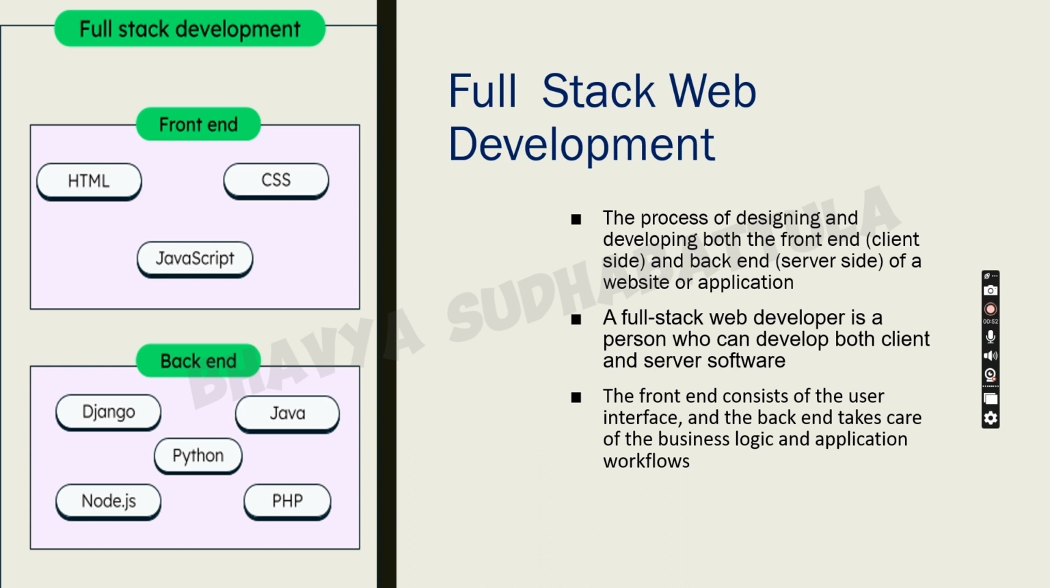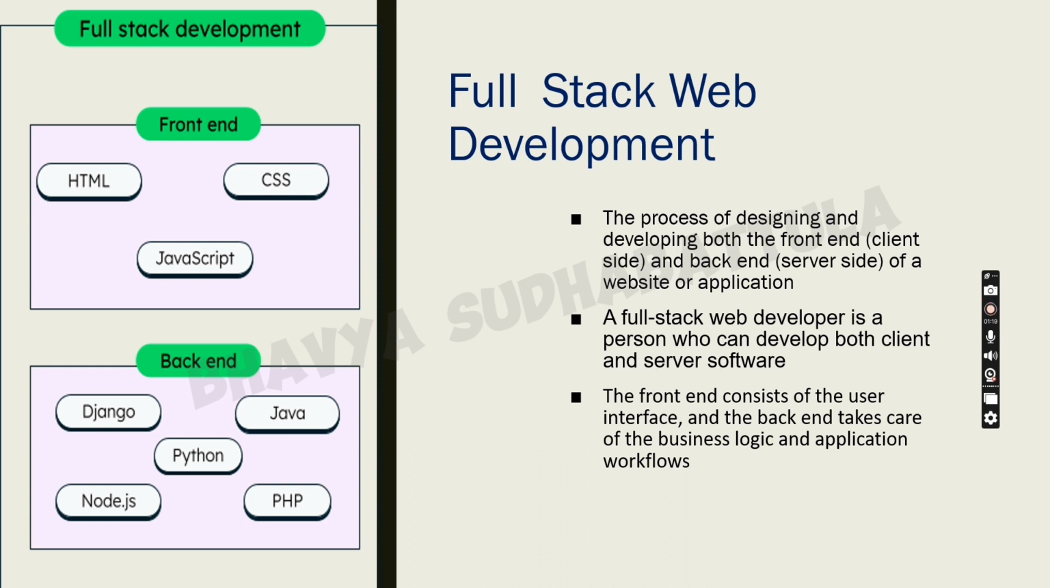Now let us see the explanation of full stack web development. It is the process of designing and developing both the front end client side and the backend of a website or application. A full stack developer is a person who can develop both client and server software. A person who takes care of the front end is known as a front end developer, and a person who takes care of the back end is known as a back end developer.